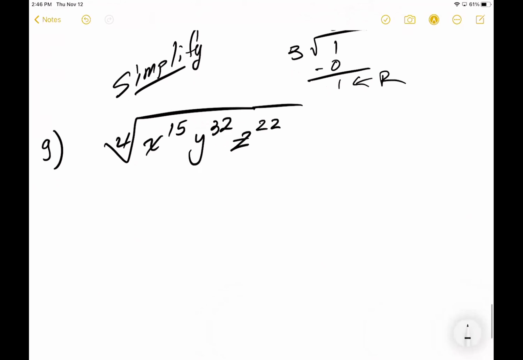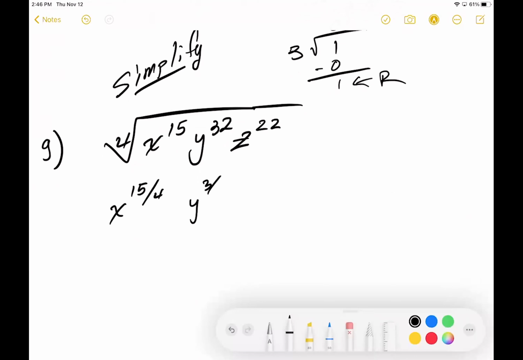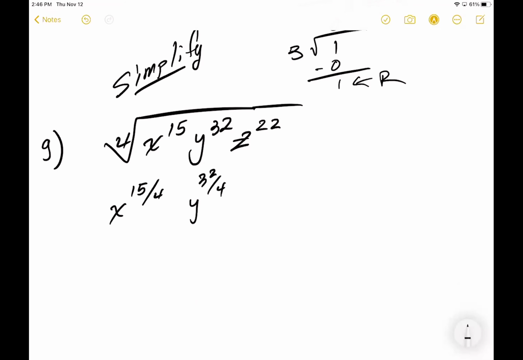So, right, the shortcut is, instead of writing it out, they tell you to take your power and divide that by the root.